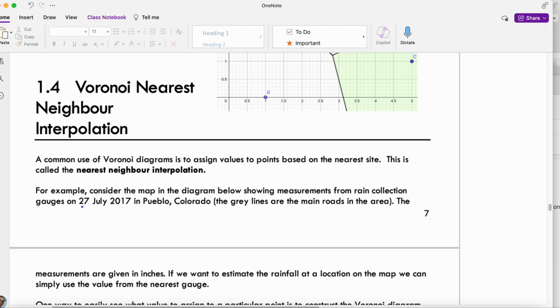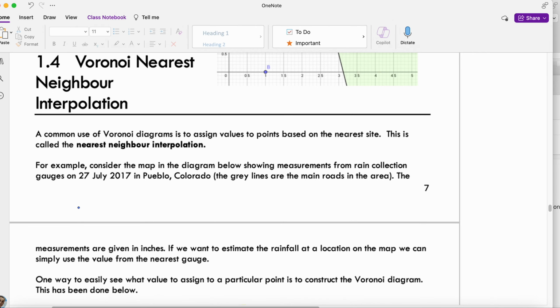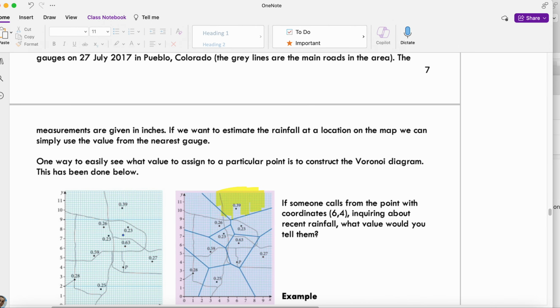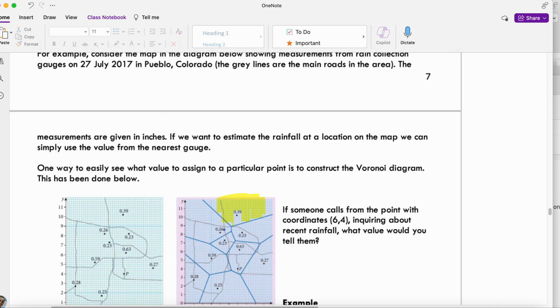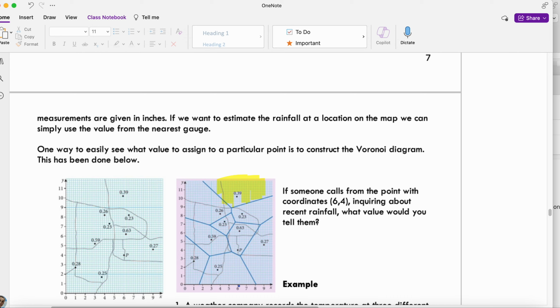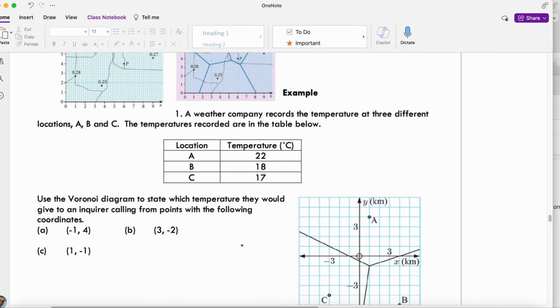Nearest neighbor interpolation. For example, let's consider a map showing the measurements from the rain collection at the stations. This of course is not a Voronoi diagram, but you can see here it is, because you've got those perpendicular bisectors going all throughout. If you have a measurement, something like 6 and 4, and you're closest to the point P, then you're going to take the measurement that is given at P. That is basically what nearest neighbor interpolation means.